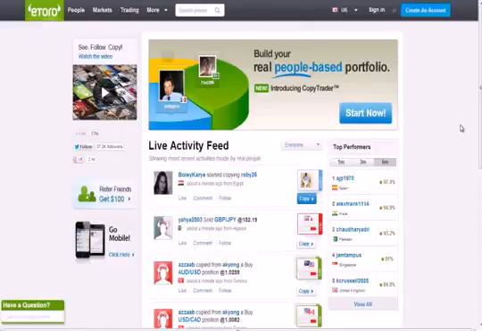A lot of people ask us, what is the copy trader? Well, the copy trader is the heart and soul of the idea that is social investment. Let me show you how you can copy the most profitable traders into your accounts. The first thing I have to do is log in.